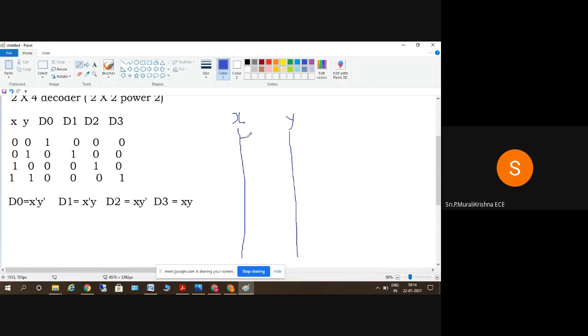So 2 to 4 decoder, and this is X bar, to give it to an inverter, and this is Y bar. Give it to an inverter here. Okay, so D naught.